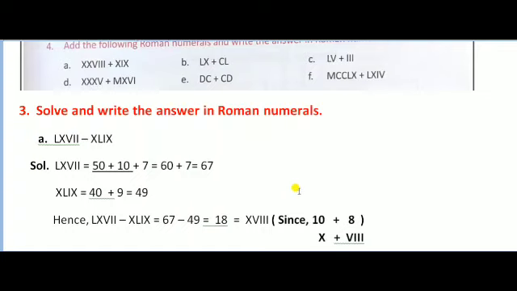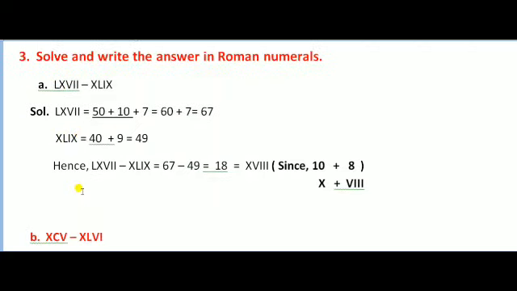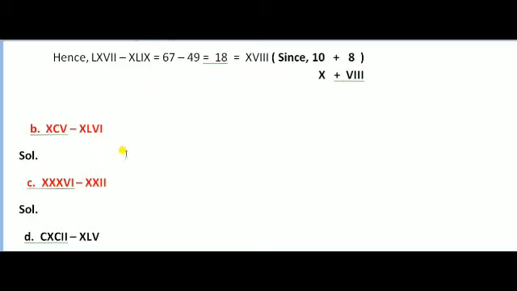Again we will be writing the expanded form. Come to this part. So 18 can be expanded and written as 10 plus 8. Symbol for 10 is X. Symbol for 8 is VIII. So this way when we combine both the symbols, we get the Roman numeral as XVIII. So this way we can make the subtraction between the two Roman numerals. Now B and C, try to solve in a similar way as we have just now discussed.